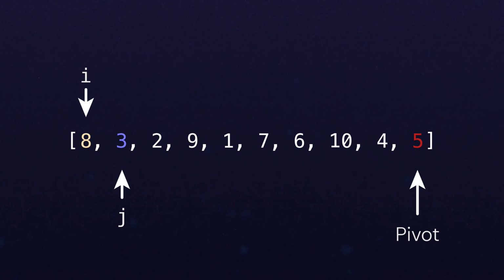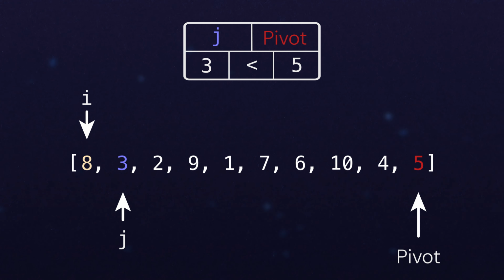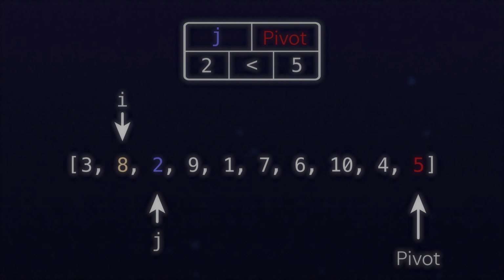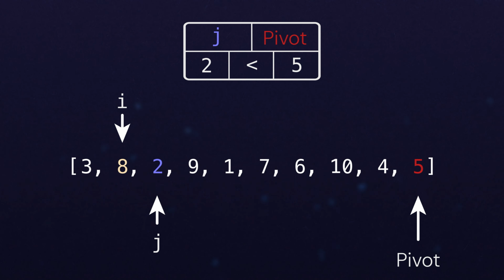Now at each step, we're going to compare j to the pivot. We're not comparing j to i, that does confuse some people. j to the pivot. So in this case, we'll be comparing 3 and 5. And because 3 is less than 5, j is less than the pivot, we're going to swap i and j. We'll also move the i pointer forward. Now I understand that it's a bit funky. We're comparing j and the pivot, but actually swapping i and j. Just remember that.